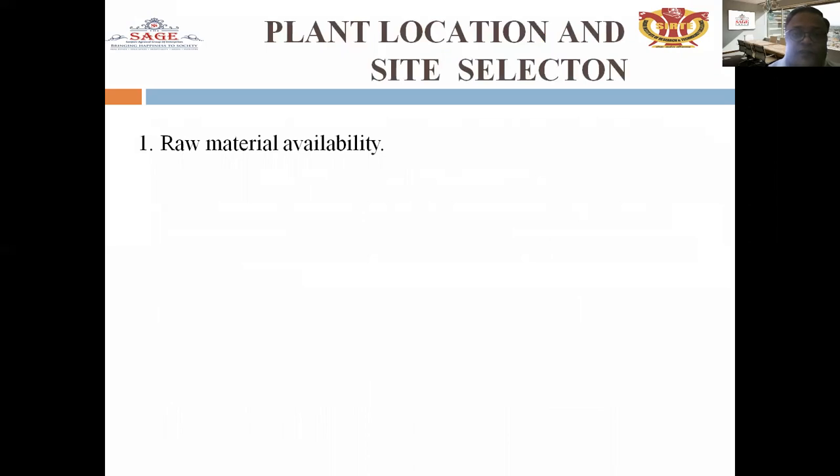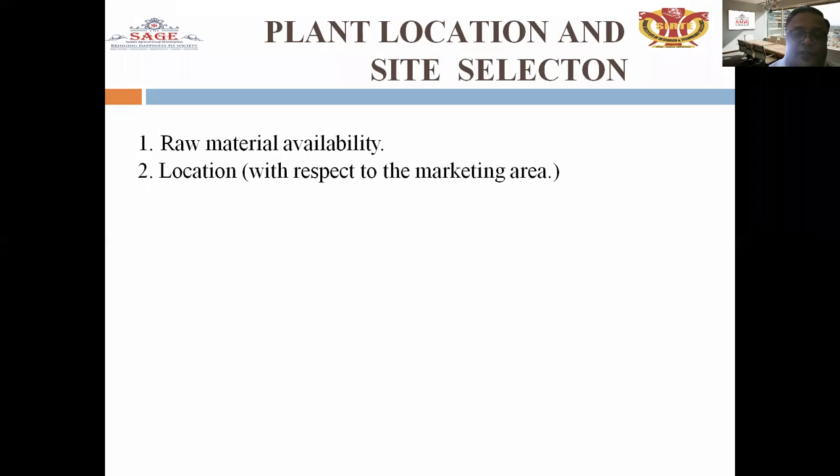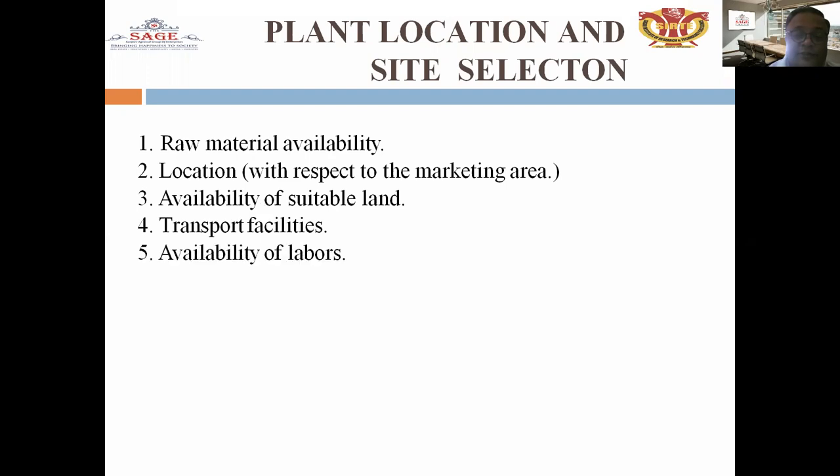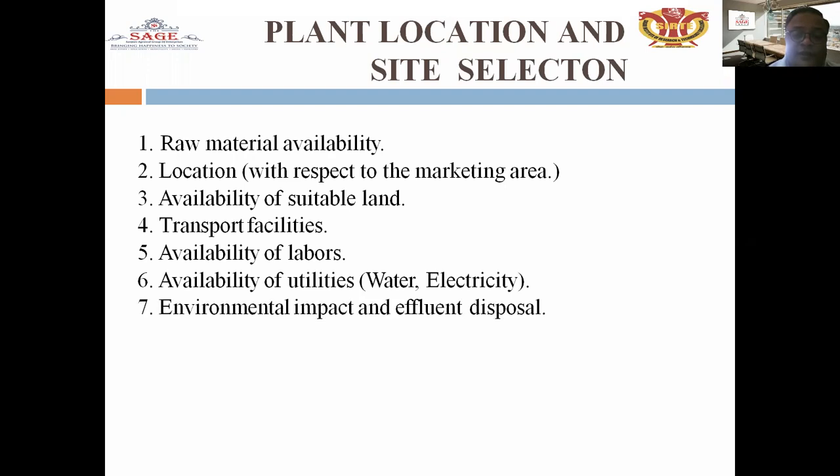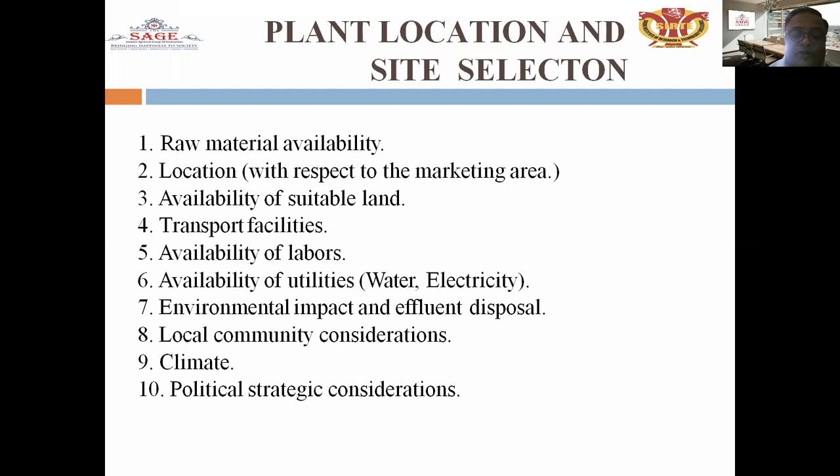Plant location and site selection. The factors are raw material availability, where the raw material is easily available, location with respect to the marketing area, availability of suitable land, transport facilities, availability of labor, availability of utilities such as water and electricity, environmental effect and effluent disposal, local community consideration, climate factor, political and strategic condition considerations. These are the factors required for any type of plant location and site selection.